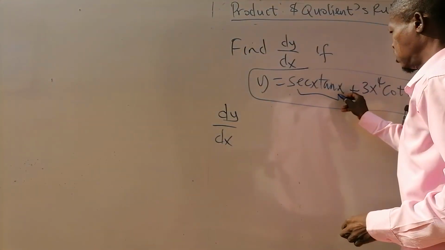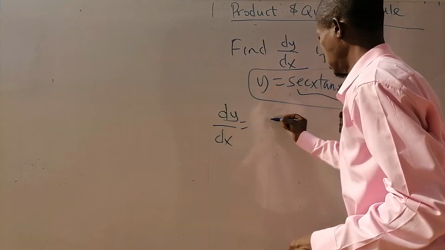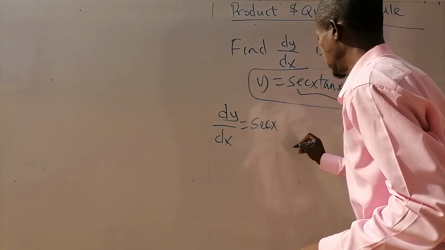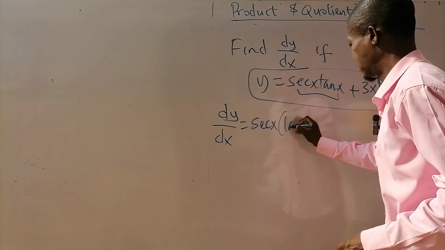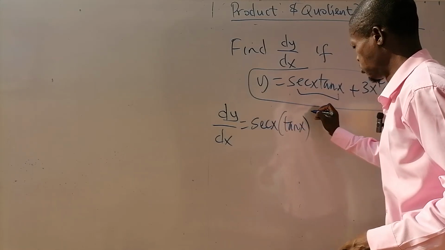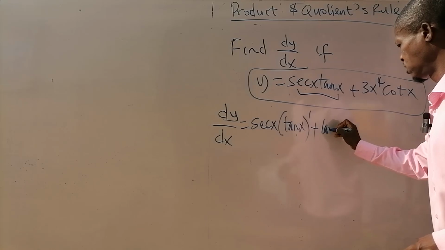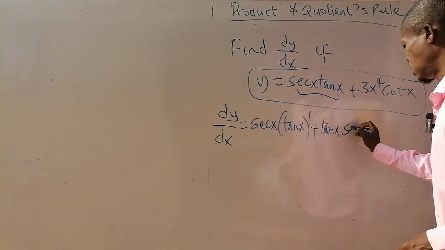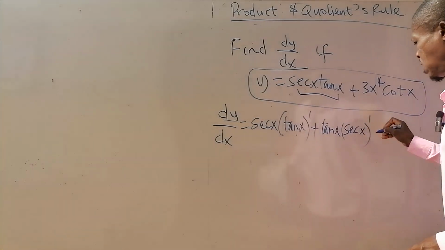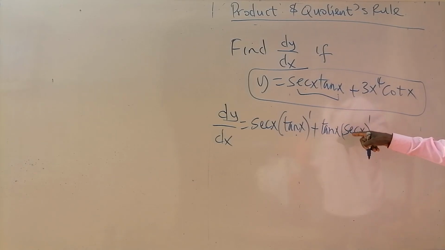This one is a product, so I'm going to keep this one constant. I'm keeping sec constant, and then I'll differentiate tan x. I'm using prime for d/dx of tan x. Then plus, keep your tan constant and differentiate sec x. I'm using prime also on that. That's d/dx of sec.